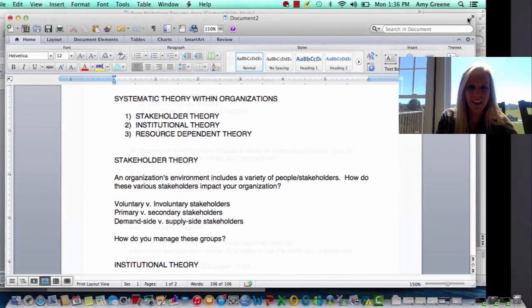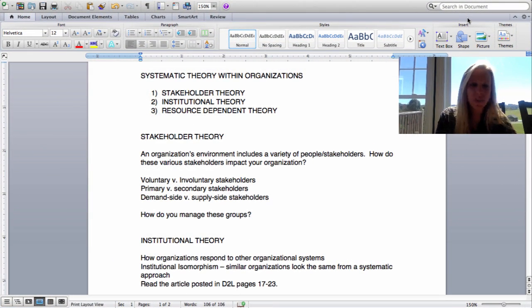Hi class, I just want to get started and give you a little bit of additional information on Chapter 3. In Chapter 3, you've read through different systematic approaches to organizational behaviors and how organizations are set up. There's a few theories that I wanted to dive a little bit deeper into. Wanted to start off with stakeholder theory.